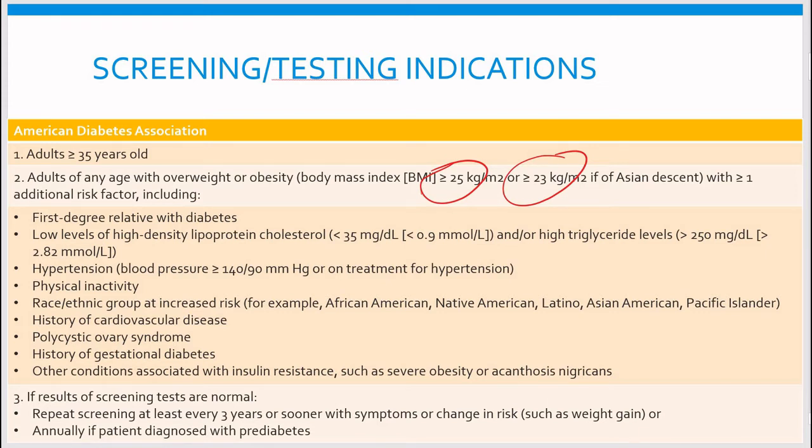If they have a history of cardiovascular disease, PCOS, history of gestational diabetes, or other conditions associated with insulin resistance, such as severe obesity, or if they have acanthosis nigricans. And if the results of the testing are normal, then we repeat screening at least every 3 years, or sooner if they have symptoms or a change in risk factors such as weight gain. And if patients are diagnosed with pre-diabetes, then these patients need to be screened annually.